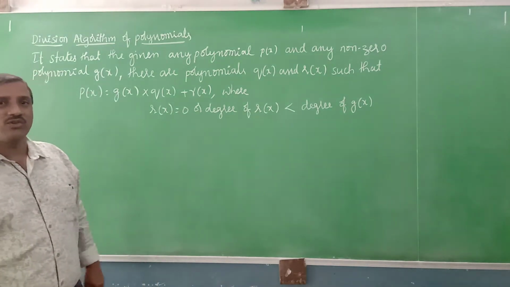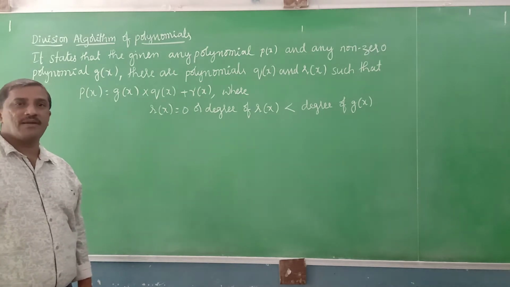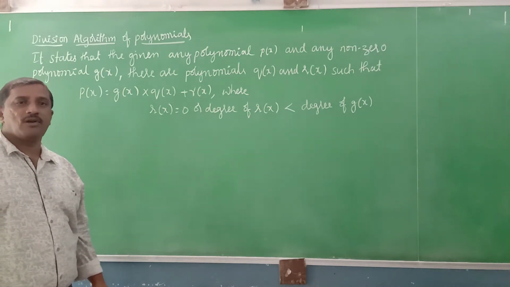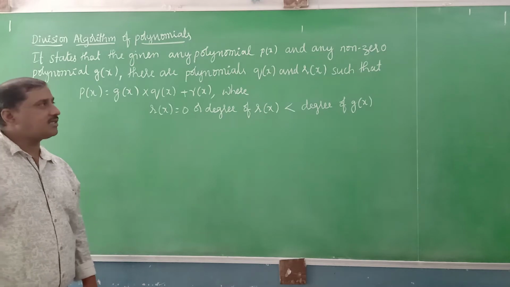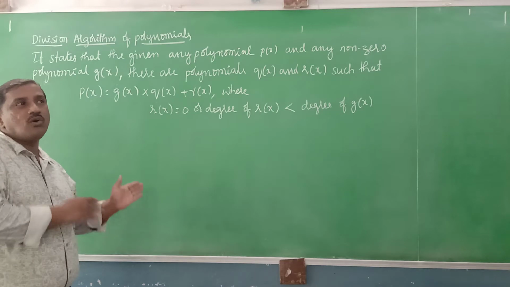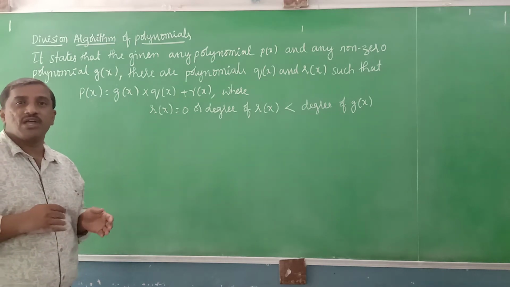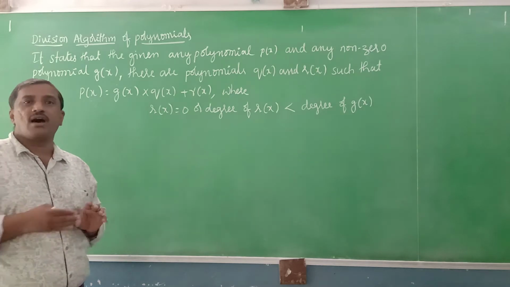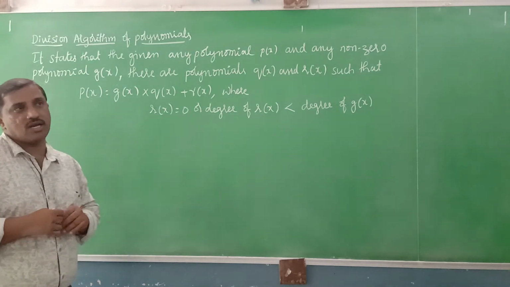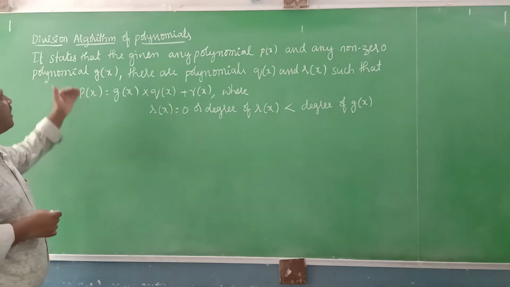In the last class we discussed the relationship between the zeros of a quadratic polynomial and a cubic polynomial and their coefficients, and how to find the quadratic polynomial when the sum and product of its zeros are known. Now in this class we are going to discuss the division algorithm of polynomials.